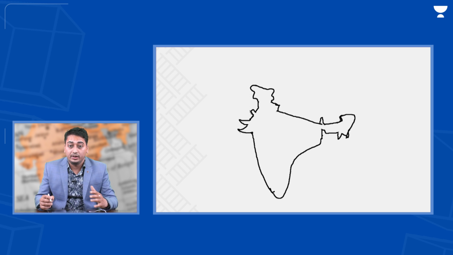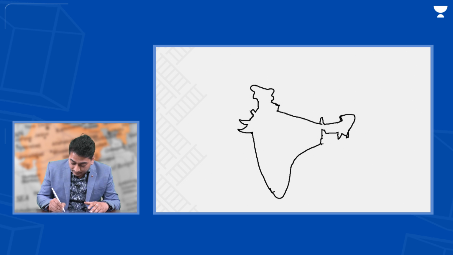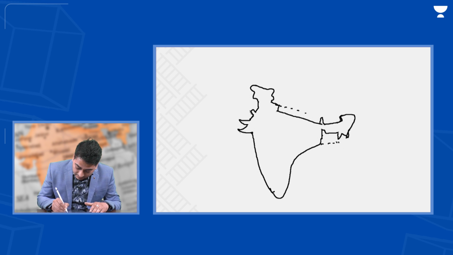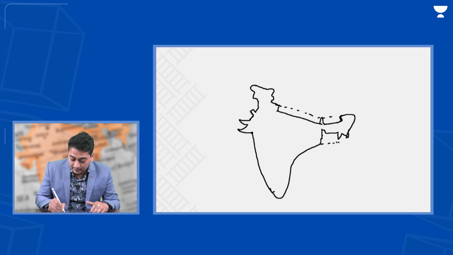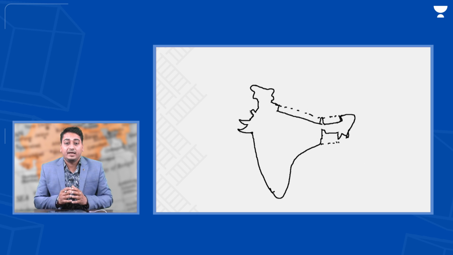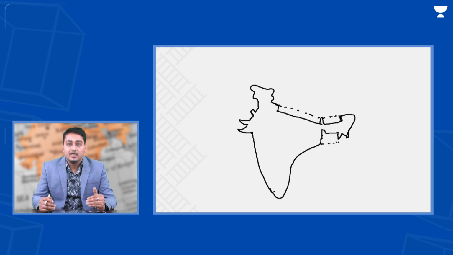We can also locate nearby countries. For example, this area is West Bengal, this area is Nepal, and this area is Bhutan. The area here is China. So this is the mechanism. If you practice 2-3 times, you would be able to make India's map very fast.